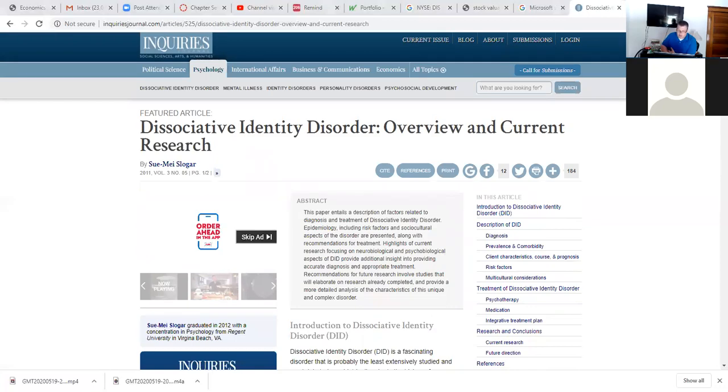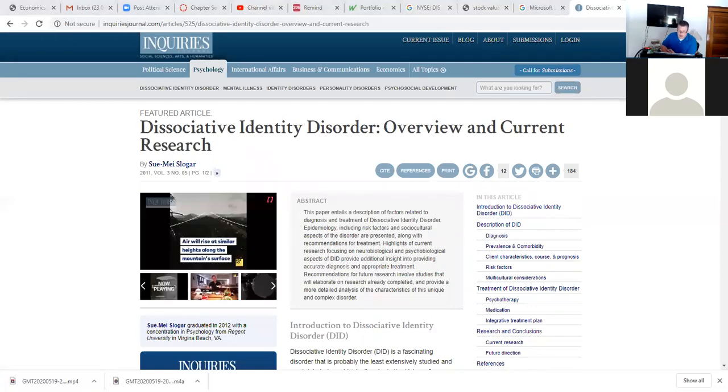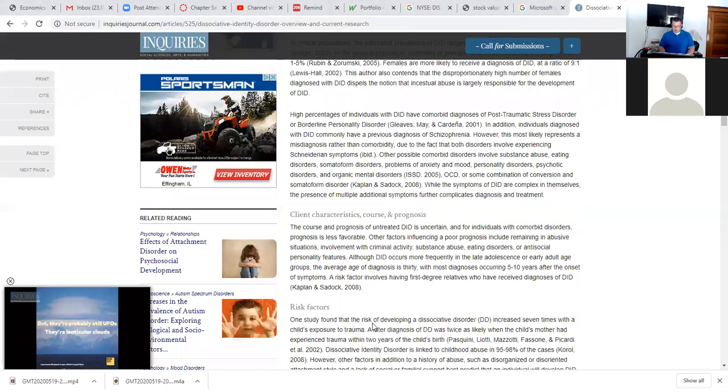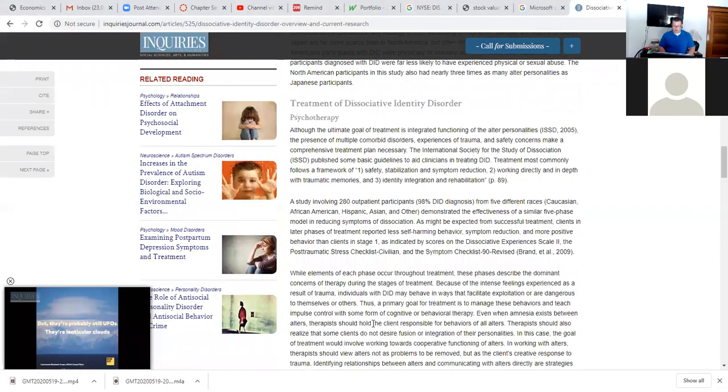Besides the research, how are clinical psychologists and psychiatrists? We've already got that. What are the common treatment plans for your chosen disorder? And again, we can go back and look here in the abstract down where they talk about it. So we know it's psychotherapeutic. The ultimate goal of treatment is integrated functioning of the alter personality.